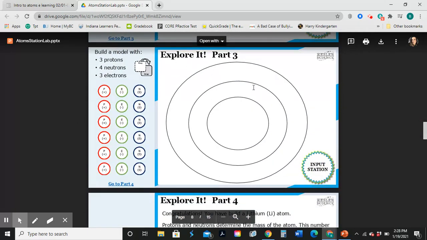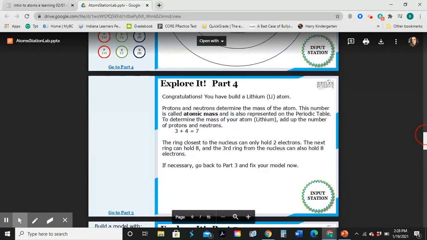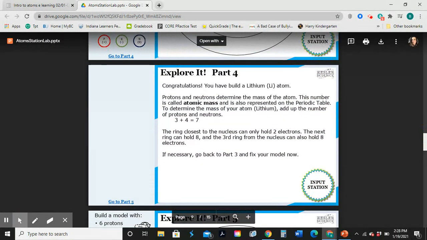And this is how you're going to do it. You'll drag and click them and put them in their appropriate spots. Congratulations, you've just built a lithium atom. Protons and neutrons determine the mass of the atom. This number is called the atomic mass. It also appears on the periodic table. To determine the mass of your atom, lithium, add the number of protons and neutrons. So 3 plus 4 equals 7.